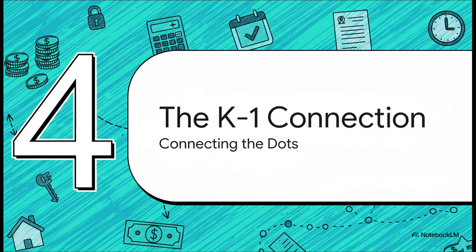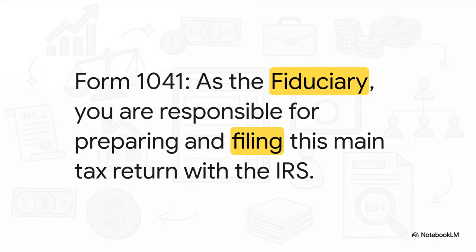Now let's talk about what might be the single most important document that comes out of this entire process. We're talking about the Schedule K-1. This is the piece of paper that connects the estate's tax world to the personal tax returns of the beneficiaries. So let's be crystal clear about this. As the fiduciary, the CEO, the executor, the trustee, you are the one who is responsible for preparing and filing the main Form 1041 with the IRS.